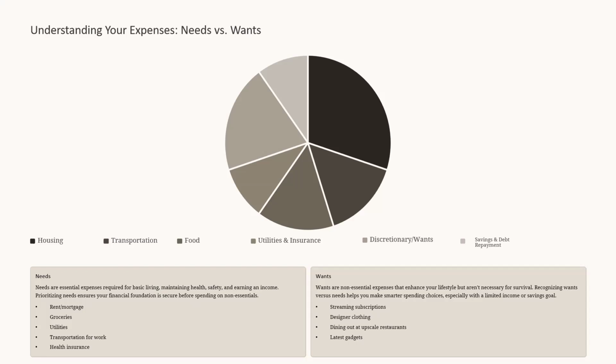So if we want to break those out, the needs expenses would be the rent or the mortgage, the groceries, the utilities, the transportation, the health insurance, and I'll go as far as to add the savings on that side. And then for the wants now, you have things like your subscriptions, designer clothing, gadgets, dining out, etc., experiences, and so on.